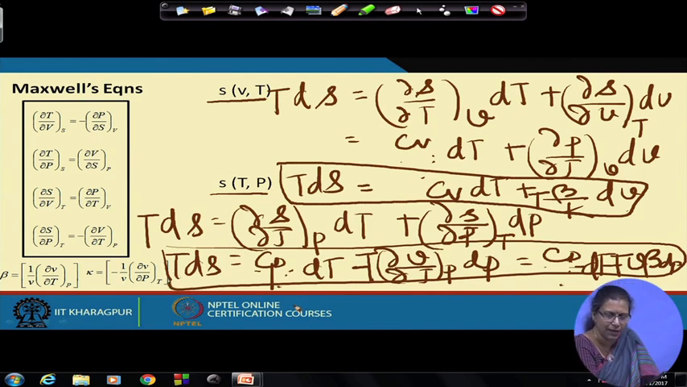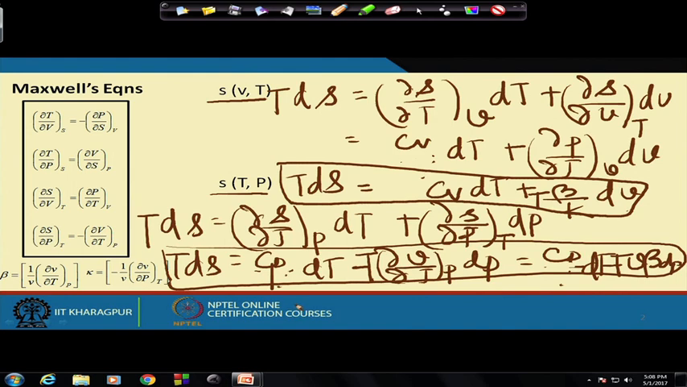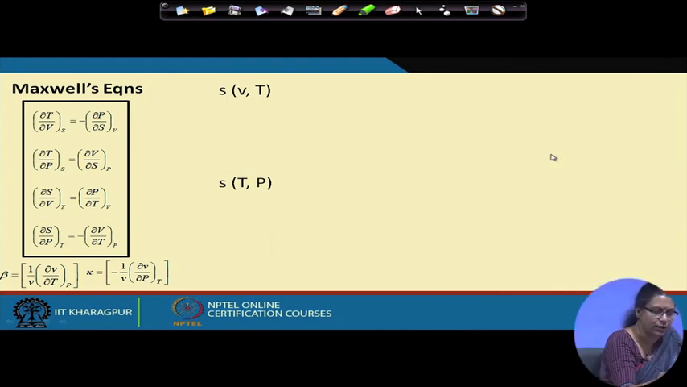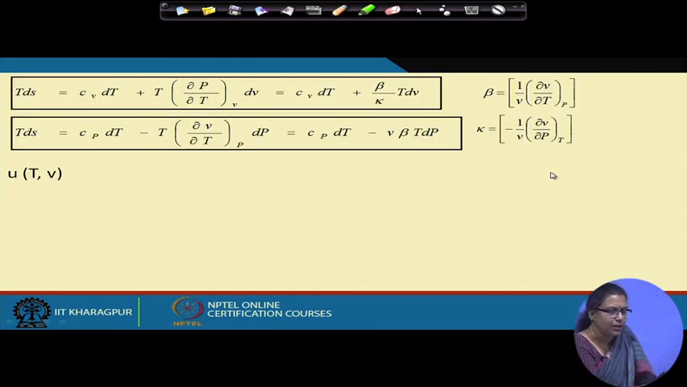Now, these two equations not only show us how S varies with temperature, volume and pressure, but they can also be used for finding out a large number of other things as well. For example, suppose we would like to find out u as a function of T and V. How to proceed in this case?